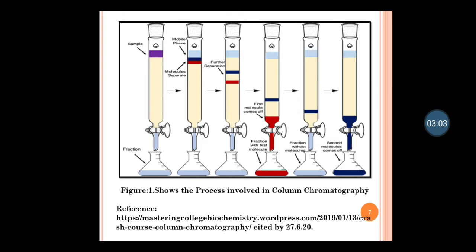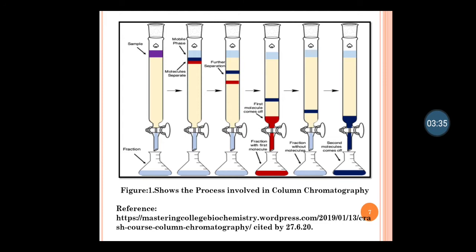Now I will discuss the process involved in column chromatography. After the preparation of the column, you keep the sample solution at the top of the column. Then you pass the mobile phase continuously at a particular speed. The sample solution will mix with your mobile phase. Then it will separate into layers in the adsorbent portion.